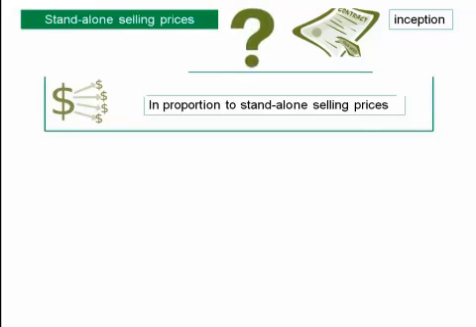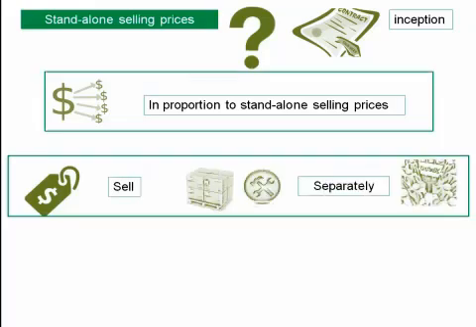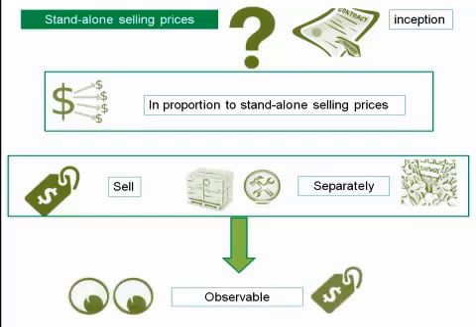The standalone selling price is a price at which an entity would sell a promised good or service separately to a customer. The best evidence of a standalone selling price is the observable price of a good or service when the entity sells that good or service separately in similar circumstances and to similar customers. If it is not directly observable, an entity shall estimate the standalone selling price.